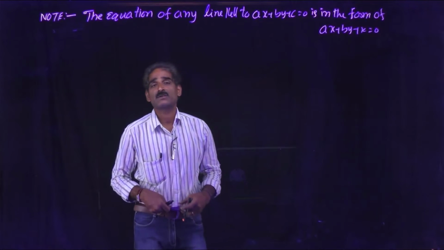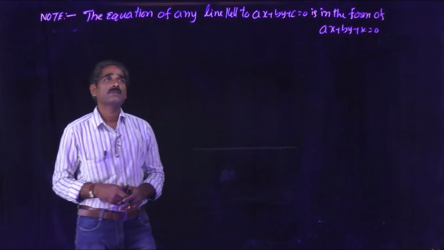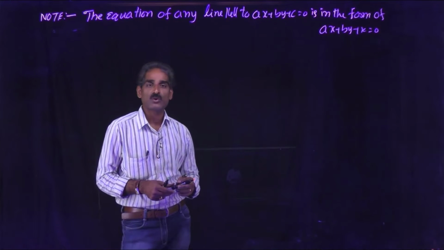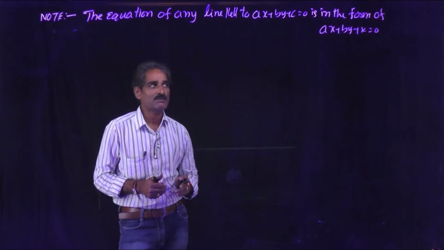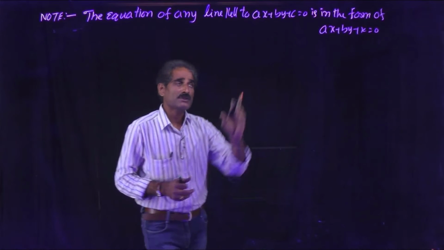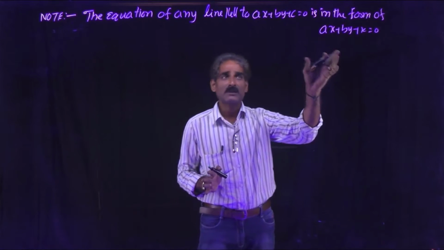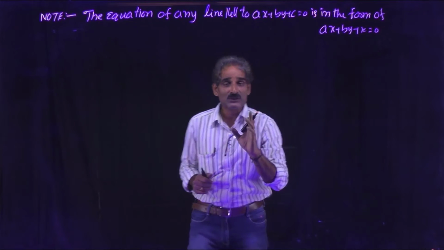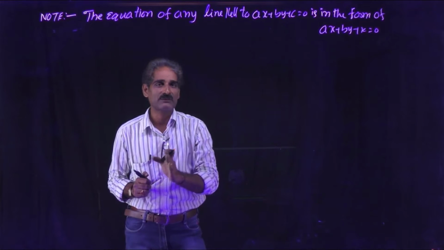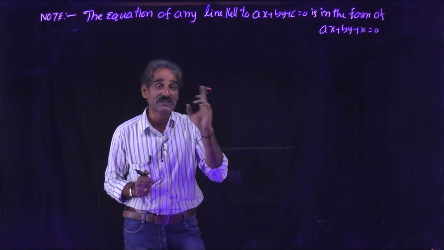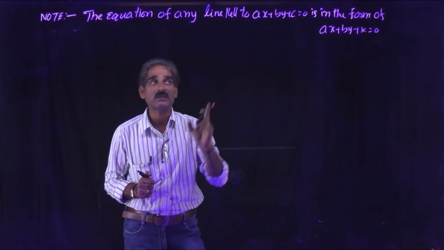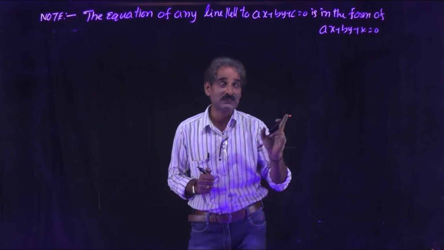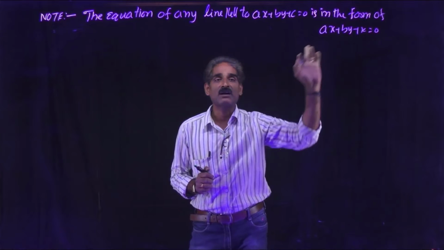So see this one, this is an important concept. The equation of any line parallel to ax plus by plus c equal to 0 is in the form of ax plus by plus k equal to 0. Clearly these two are parallel. Parallel means the only difference is at k. The parallel lines differ by a constant only. The x and y coefficients ratio is the same. These two represent two parallel lines, just differing by a constant.